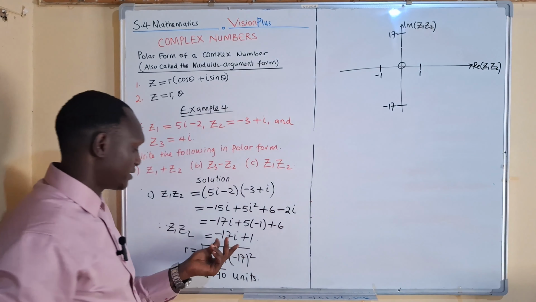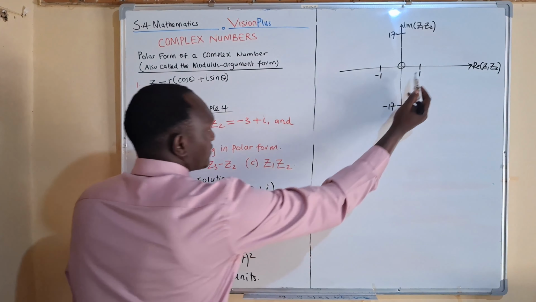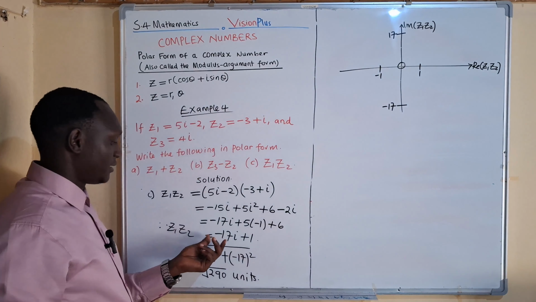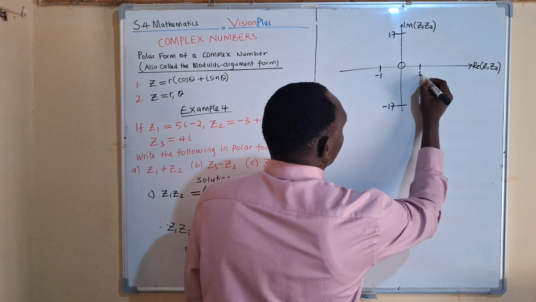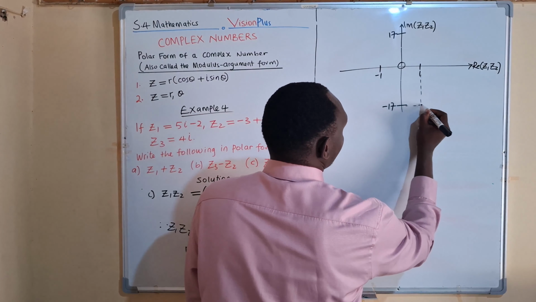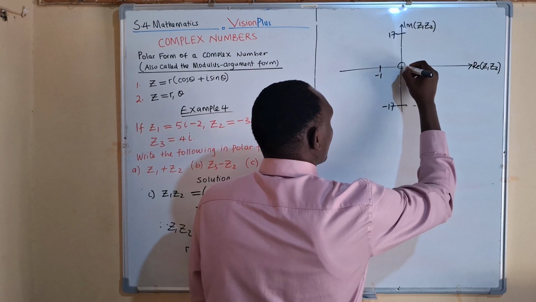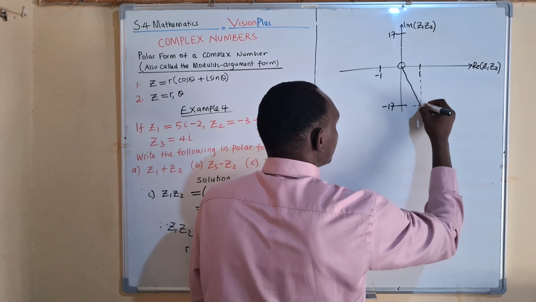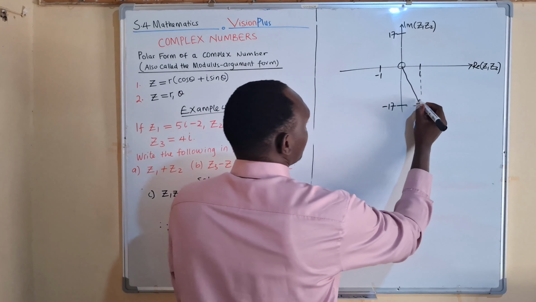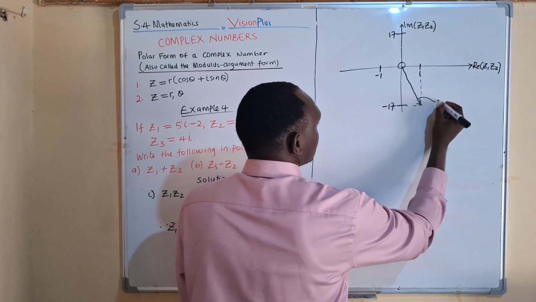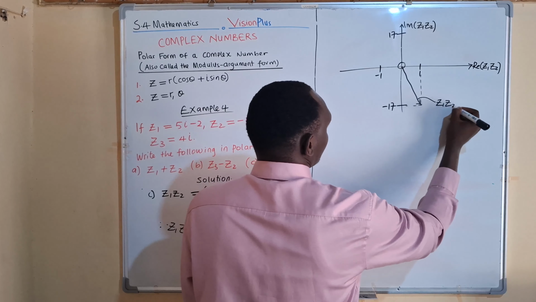Now we need to represent this complex number. 1 is positive, it is there. Negative 17 is down here. So we just draw a straight line, find a point of intersection here, draw a straight line from the origin up to where they meet, put an arrow on it. And then remember that this is what I called Z1, Z2.